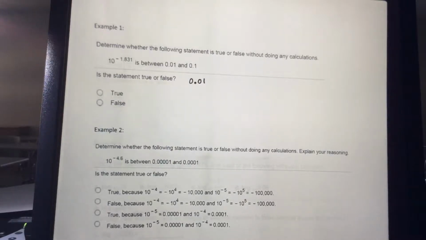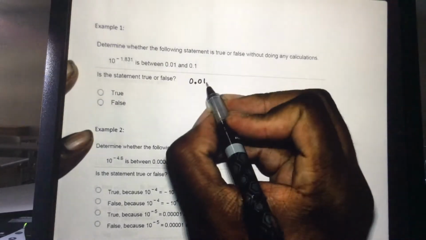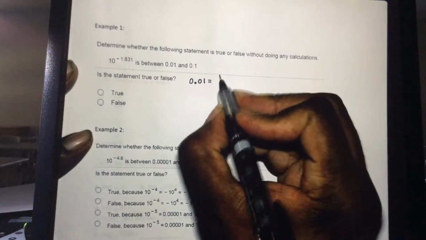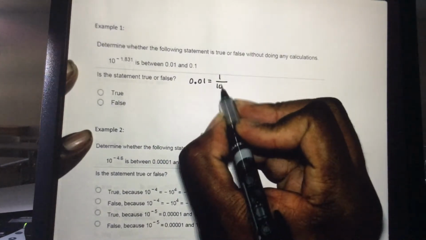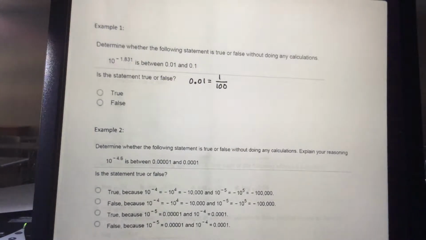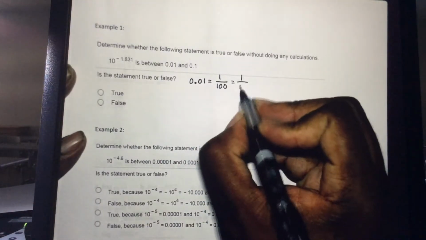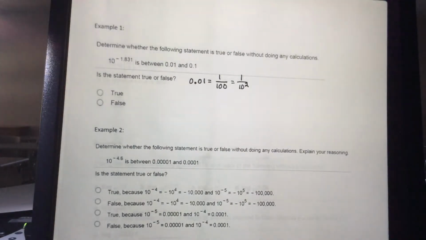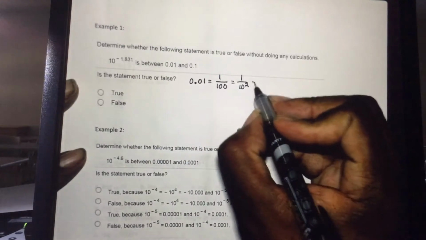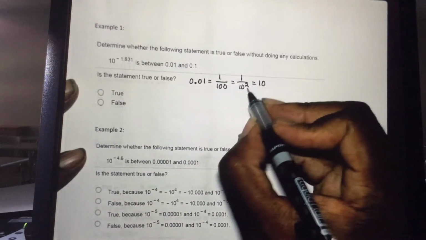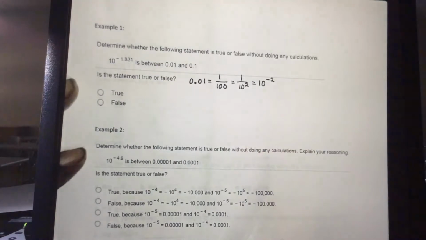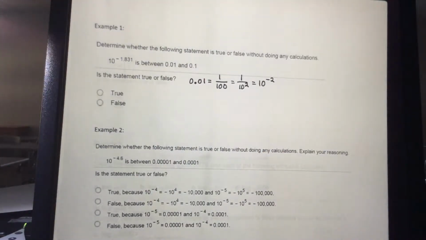in exponential form, I know 0.01 is going to be 1 over 100, because there are two numbers behind the decimal point. And I know 100 in exponential form has to be 10 squared, or 10 to the second. And if I write that with negative exponents, I take the 10 out of the denominator and change the 2 to negative 2. So 0.01 will be 10 to the negative 2 power.